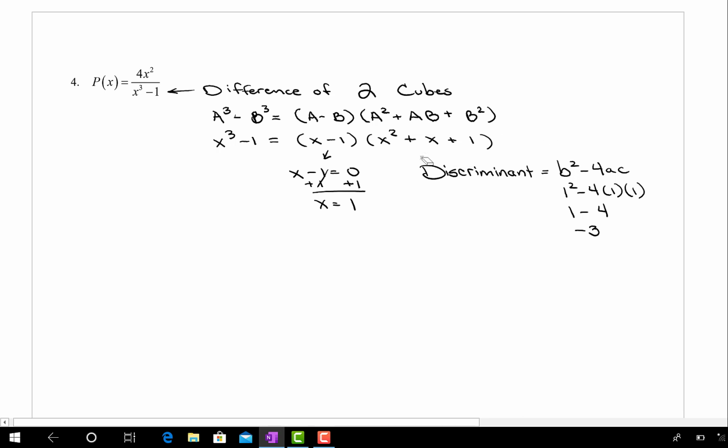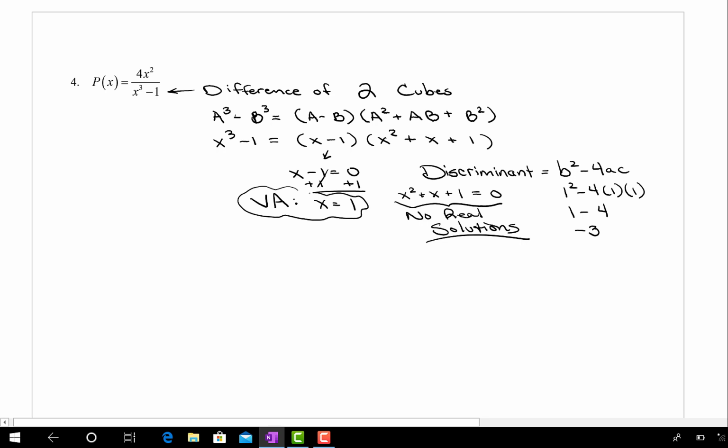So I'm not going to even bother wasting my time trying to use the quadratic formula for this, because this has no real solutions. Good. So what this is all telling me is that I've only got one vertical asymptote. My only vertical asymptote here is going to be at x equal to 1. And that's it.